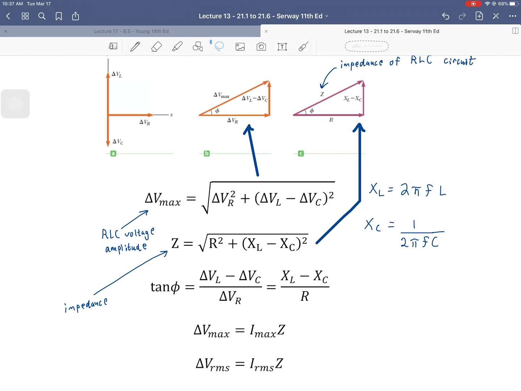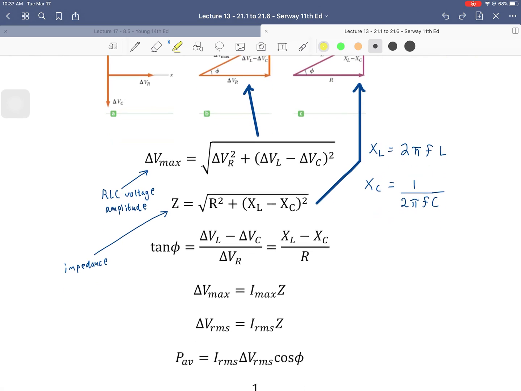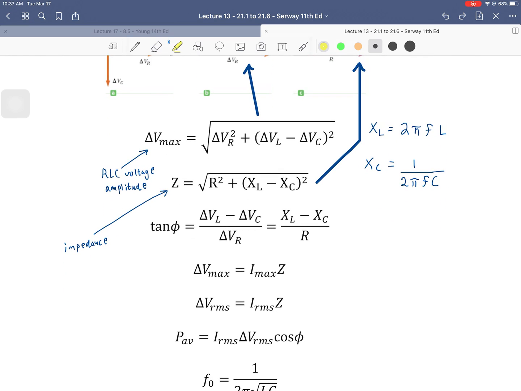Okay, so looking at it also, we can see that high frequency makes for high inductive reactance, and high frequency makes for low capacitive reactance, and vice versa for low frequency. Okay, so hopefully that all makes sense. And then we'll move right on to looking at the phase angle.